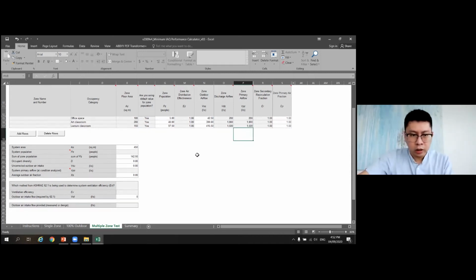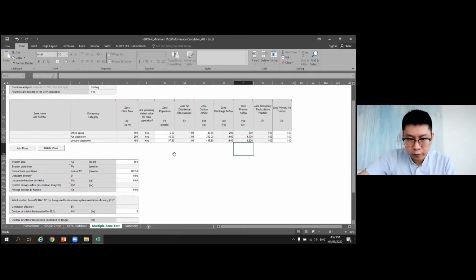All right. So in this case, you don't have to worry much about what you input up here, compared to single zone as well as 100% outdoor air zone. So with single zone and 100% outdoor air zone, you have to make sure that your supply outdoor air is enough for each of the single zones.